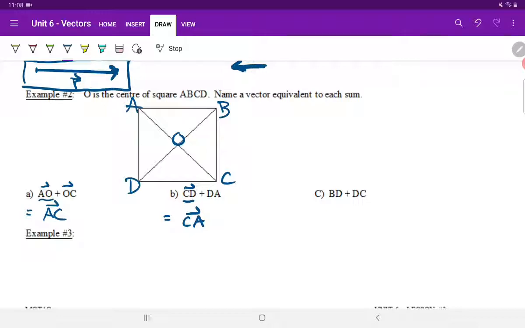Okay, BD plus DC. So BD plus DC. Okay, hopefully you're getting the hang of this now. The resultant is going to be right there. Which way do I draw my arrow? Downwards, because we started at B. Okay, so my resultant then is BC. Okay.